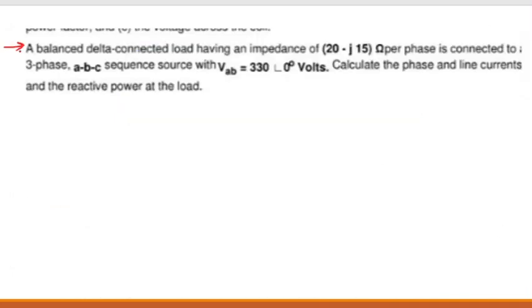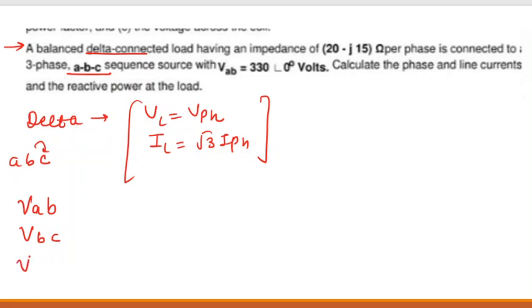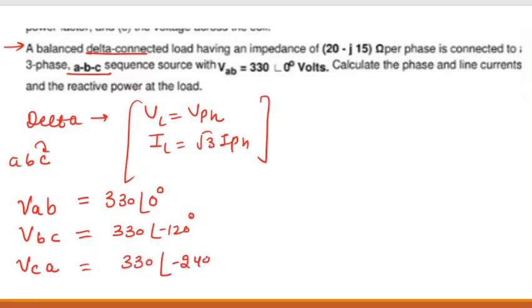Next question, this is from the balanced delta connected. In the delta connection we have the line voltage equal to the phase voltage, and line current equal to root 3 times the phase current. And in this, if they mention the sequence, then VABC means we'll take AB, then B to C, then C to A. So VAB is how much? 330 angle 0 degrees. VBC is 330 angle minus 120 degrees. VCA is 330 angle 240 degrees.